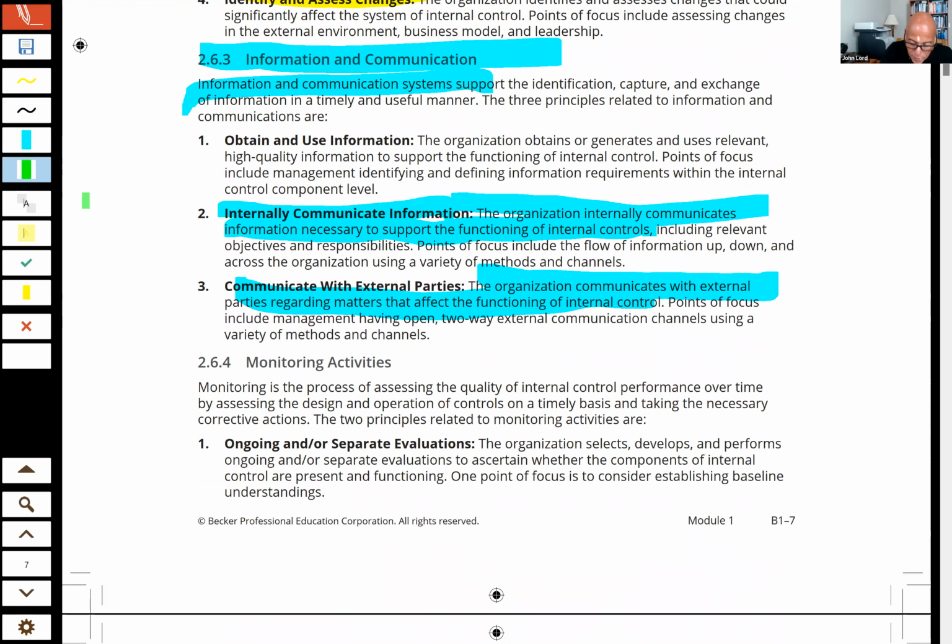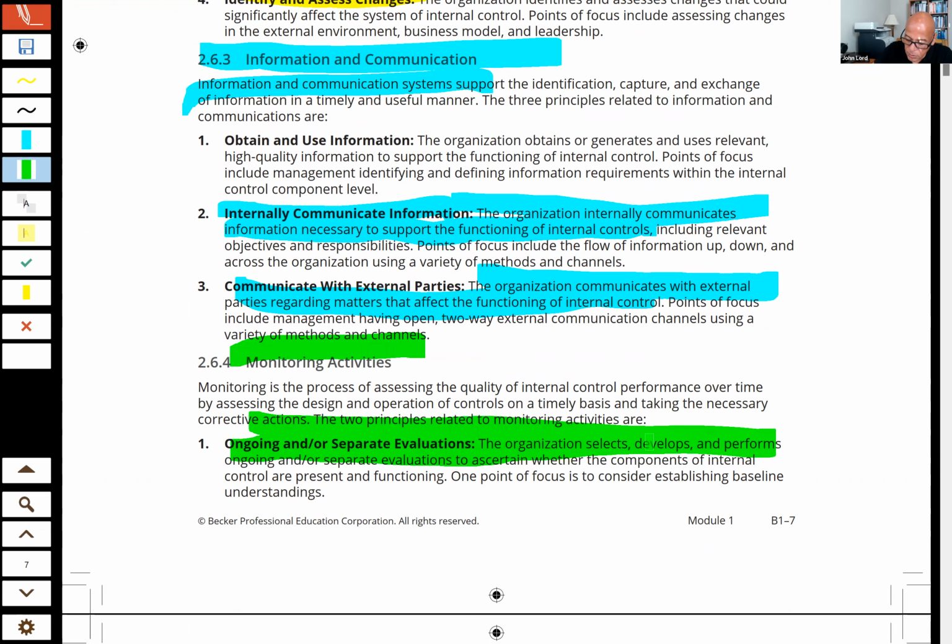Okay, and the monitoring has to be separate from the rest of the process. So we want separate evaluations to be done. That's why we have the internal auditors reporting directly to the boards of directors.